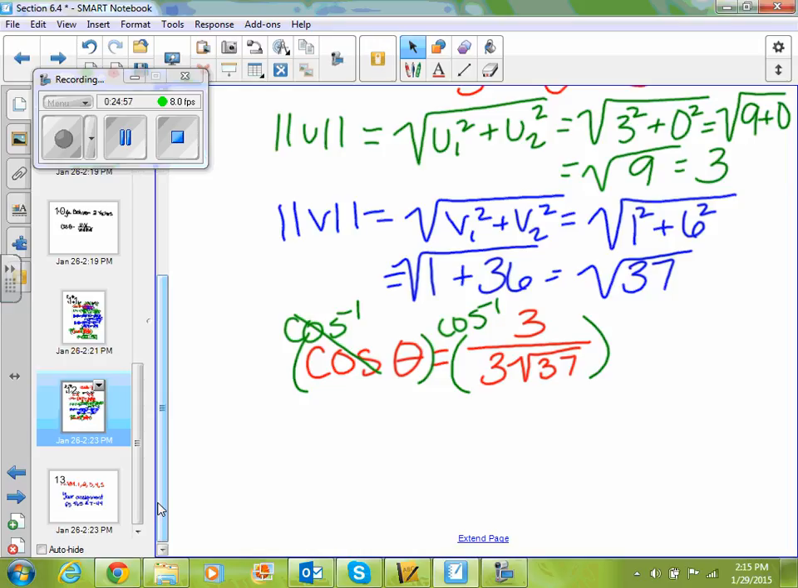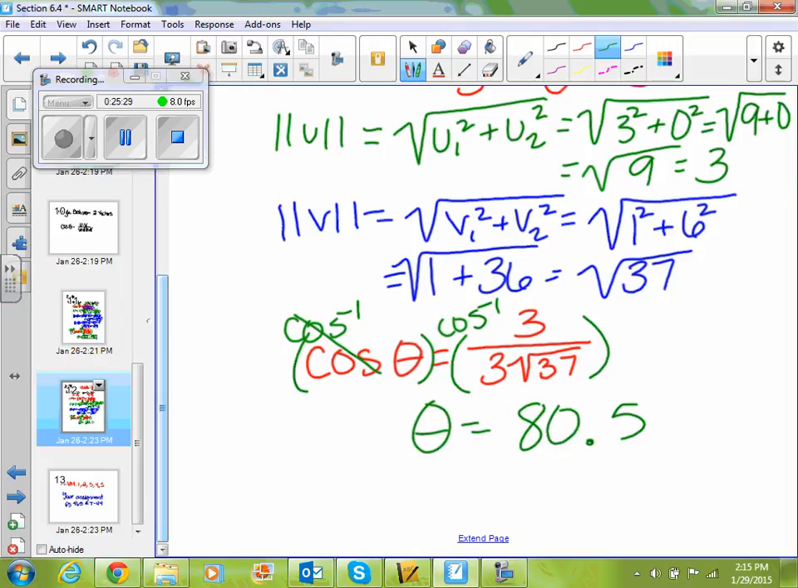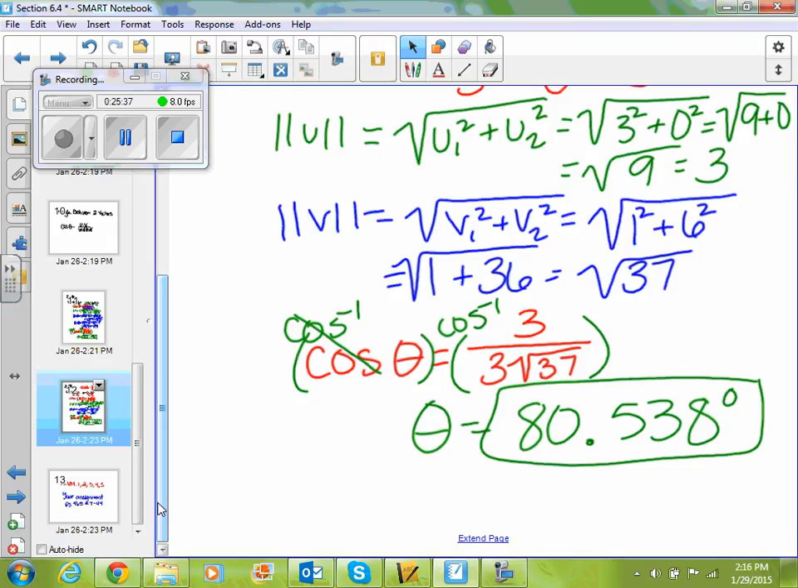Start your parentheses there. There you go. So we should have gotten theta equals 80.538 degrees.